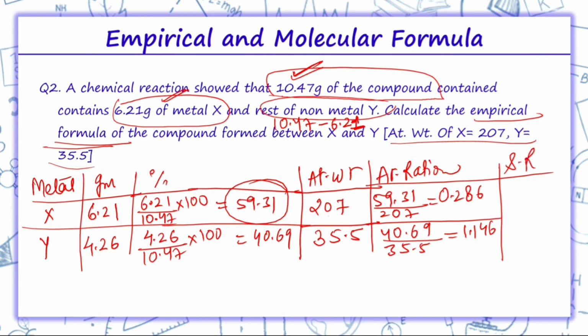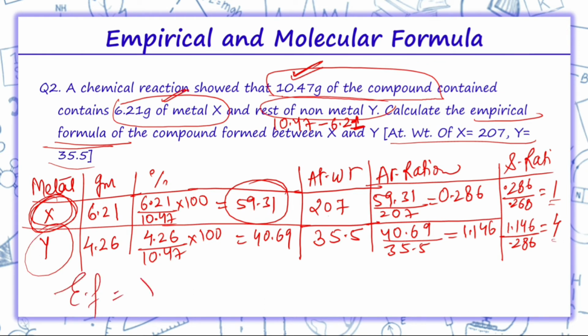Now we have to calculate the simplest ratio. So for the simplest ratio, we divide by the smallest value. 0.286 divided by 0.286 is 1. 1.146 divided by 0.286 is 4. So the simplest ratio of X is 1 and of Y is 4. So the empirical formula is XY4.